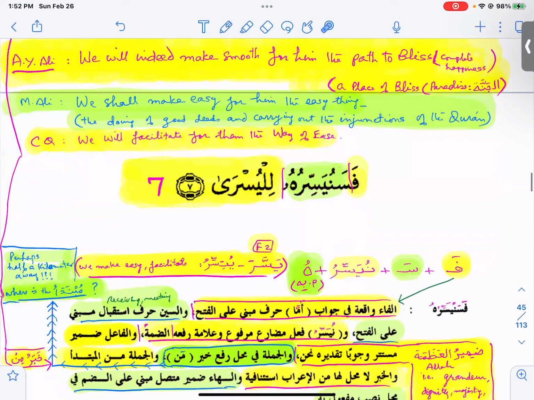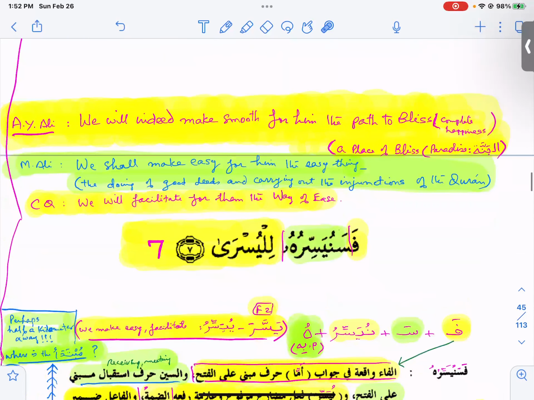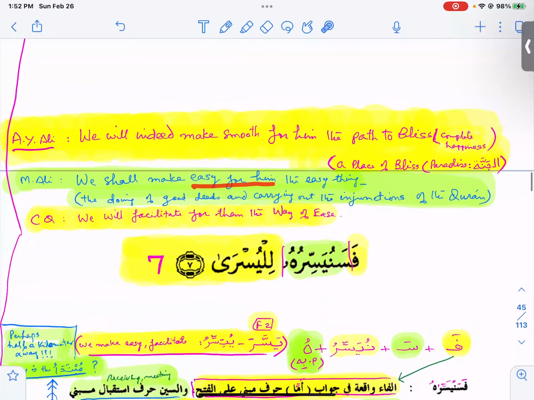Now we move forward. So we do this verse. Fa sanuyassiruhu lil yusra. Abdullah Yusuf Ali: we will indeed make smooth for him the path to bliss. What is bliss? Complete happiness. What is the path to the bliss? A place of bliss is paradise, Jannah. Okay. Morally, we shall make easy for him, Allah says.